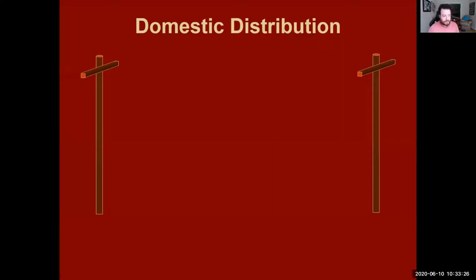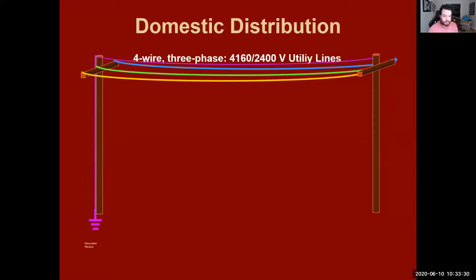So if we look at domestic distribution, now the numbers may change, but the idea is always going to be constant. All right, so you have your telephone poles, and the topmost wire at the top is going to be your ground. Then you have your 3 live wires.